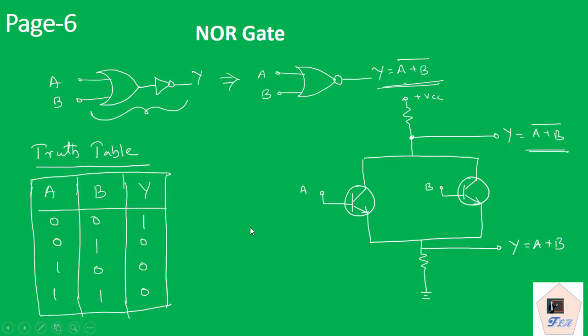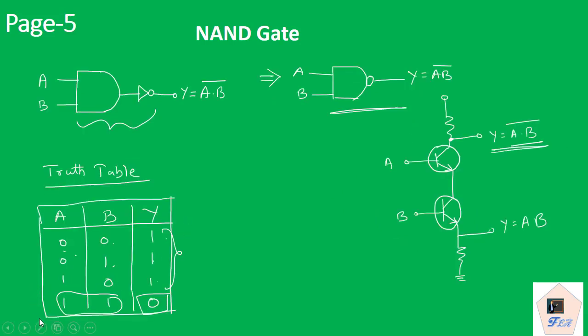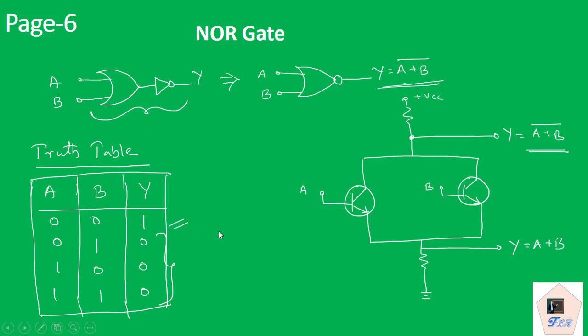This truth table says that if either of the inputs is 1 or both the inputs are 1, then the output will be 0. If both the inputs are 0, then the output will be 1. So compared to the NAND gate, see here, when we have both the inputs 1, then the output is 0, and here when we have both the inputs 0, then we have 1. So it is the complement of the OR operation.